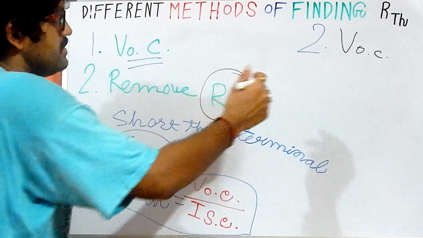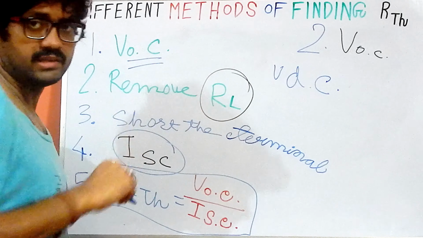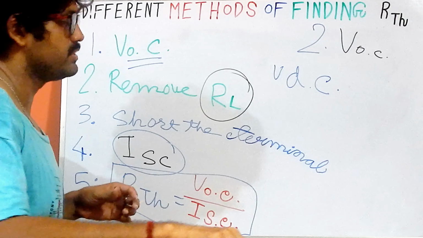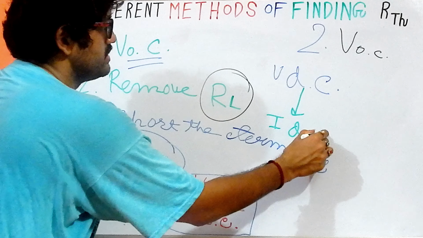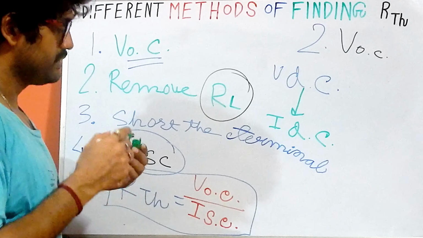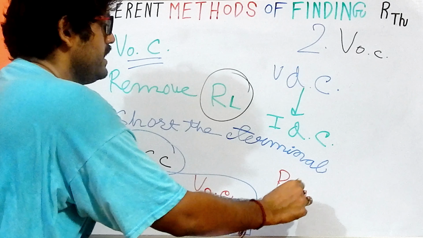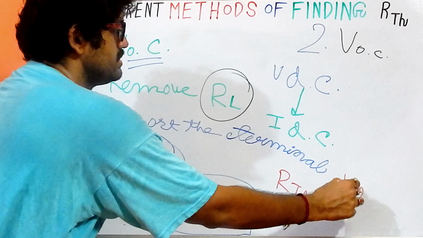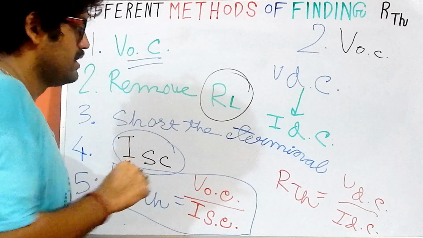And the next one is how to find out the RTH. We should use a voltage source. Say the voltage source is VDC, and because of the connection of this voltage source, a certain current will flow through that circuit. Let us consider that the current is IDC. And what is the RTH for that condition? The RTH is simply the ratio VDC divided by IDC. So you can use this method also to find out the R equivalent resistance. These two are our procedures to find out our R equivalent resistance.